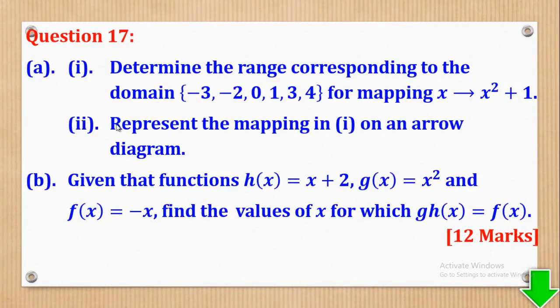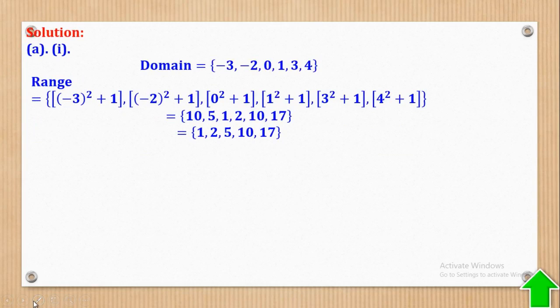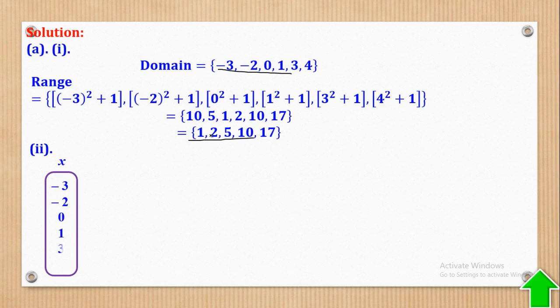Then part B, represent the mapping in Roman 1 on an arrow diagram. So we are coming here and draw our arrow diagram. We have the domain and we have the range. So we shall come and first represent the domain, then also represent the range.